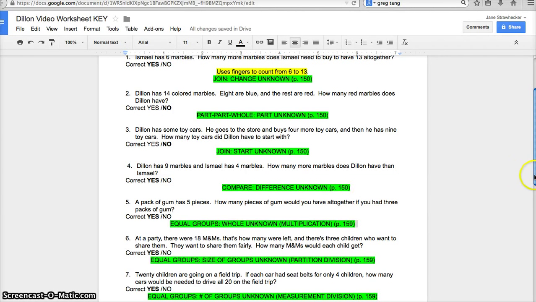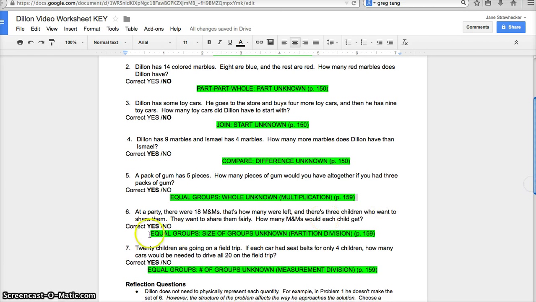Numbers 6 and 7 I'll address at the bottom again, but you see that they're related to number 5 in the heading. They're equal groups because multiplication and division are related. However, one of those is partition or fair share division. This is the type you'll more commonly see in school curricula.